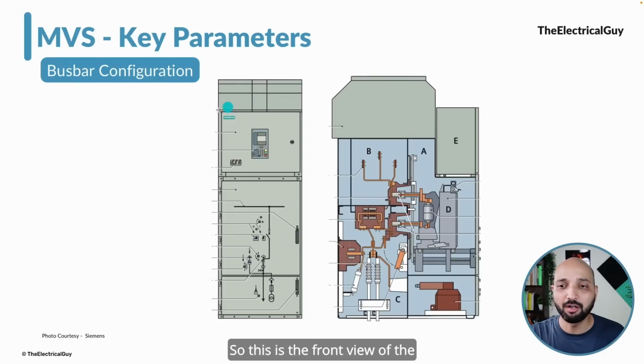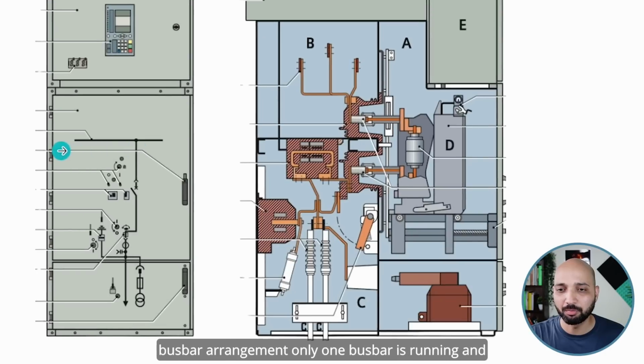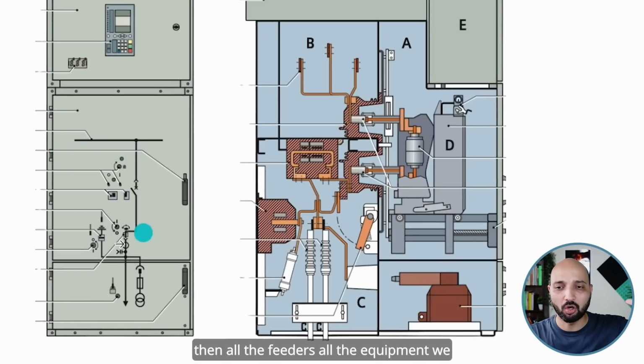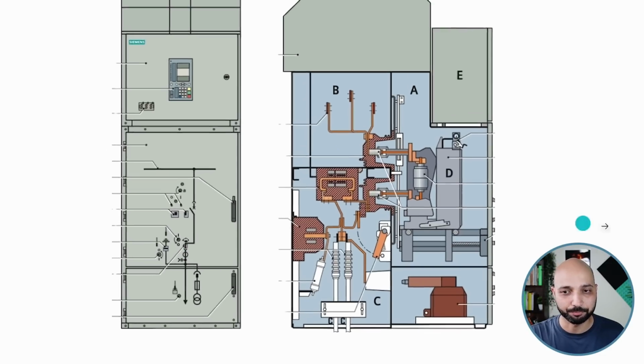So this is the front view of the panel, and this is the side view of the panel. So you can see here, it's a single bus bar arrangement. Only one bus bar is running, and then all the feeders, all the equipment we have connected to this. And this is the side view of that.